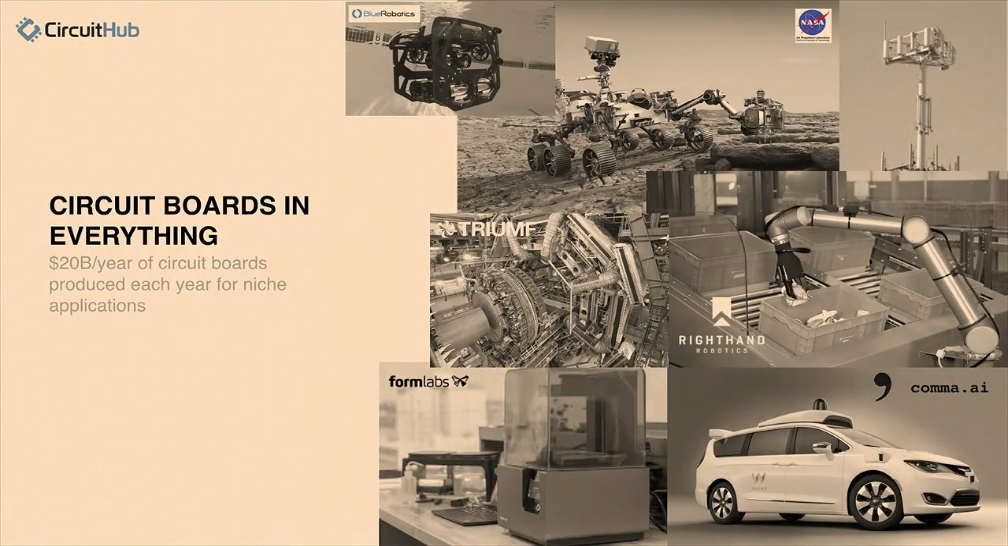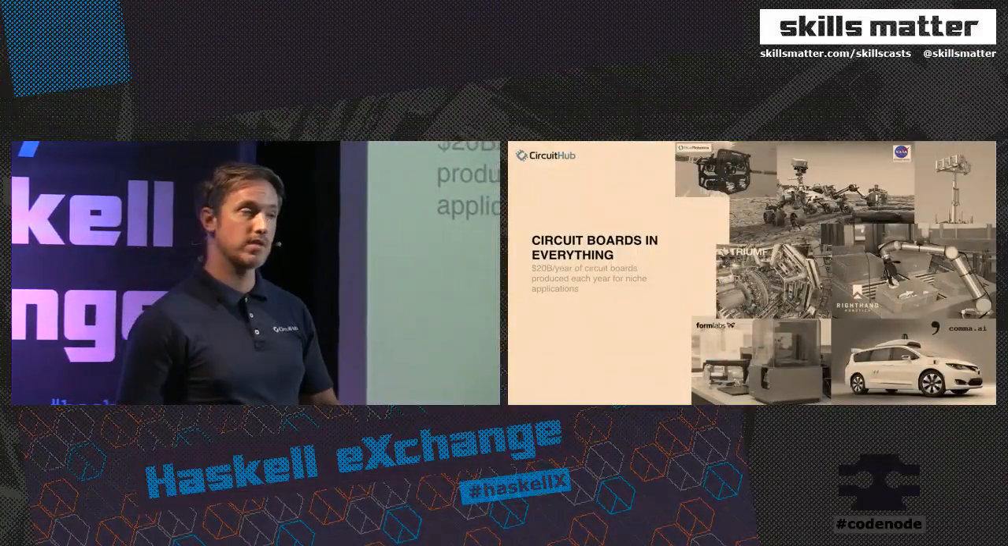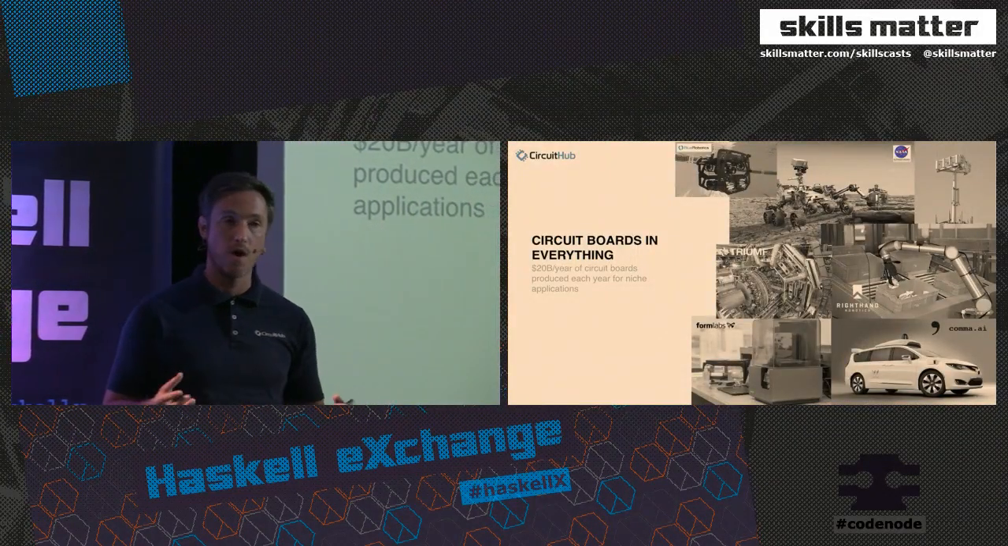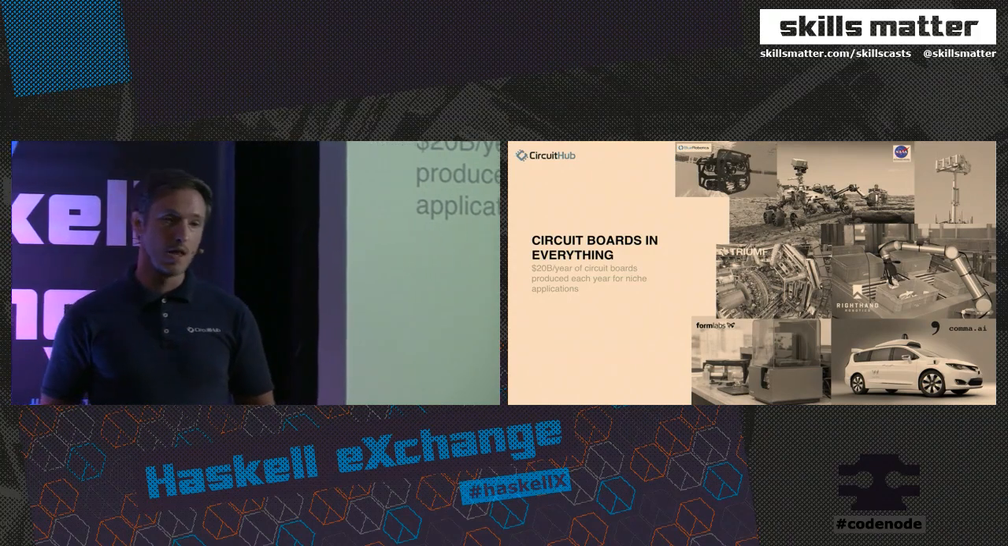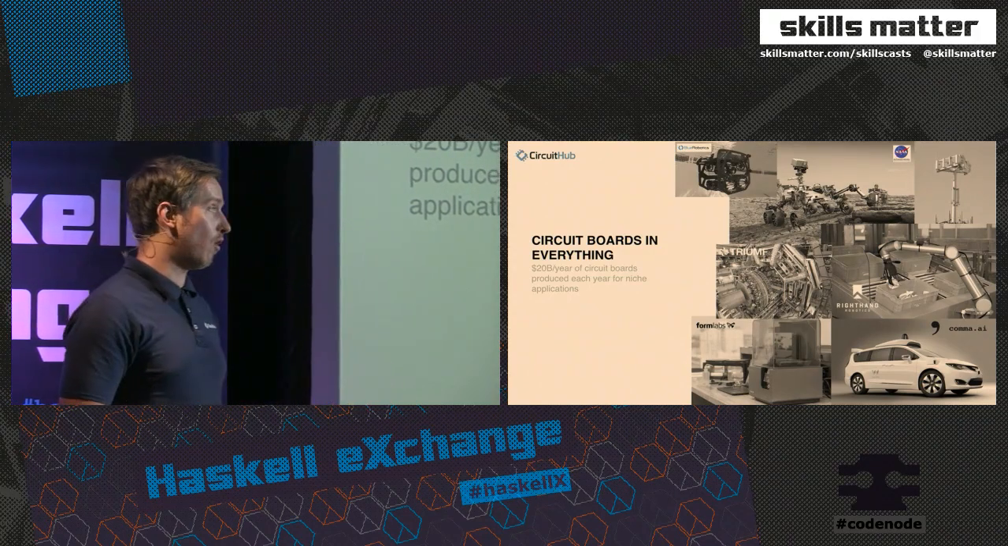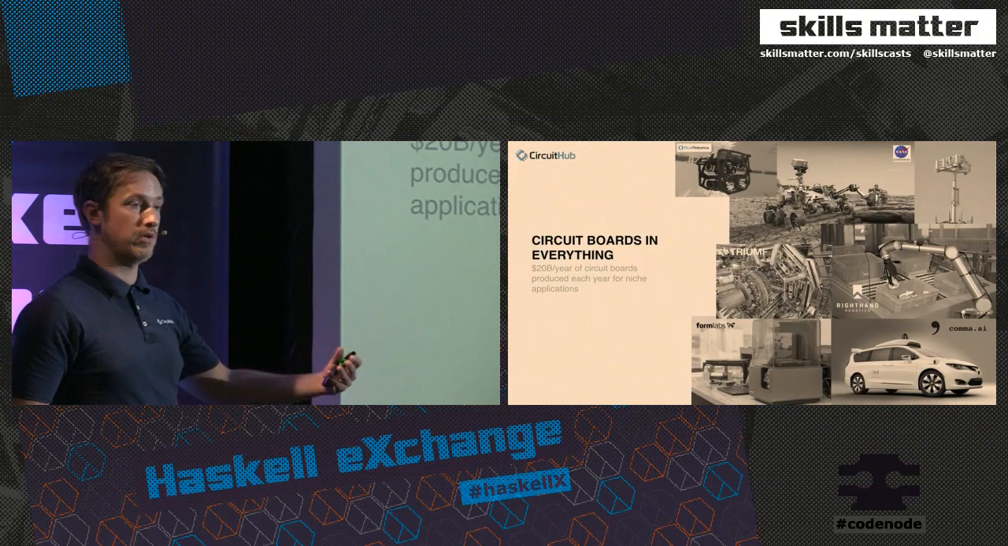So our mission at CircuitHub is to make it really easy for electronics engineers to get circuit boards manufactured. So circuit boards go into all sorts of different types of products. The types of things that you're probably typically familiar with will be computers, cell phones, TVs, sort of mass market consumer electronics. That's not something we really get involved with. It's much more about the niche applications.